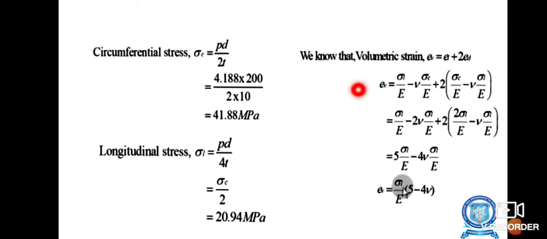Listen, that is the formula explanation for volumetric strain. The volumetric strain is equal to longitudinal strain plus 2 times lateral strain.